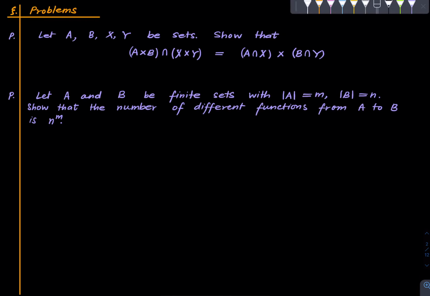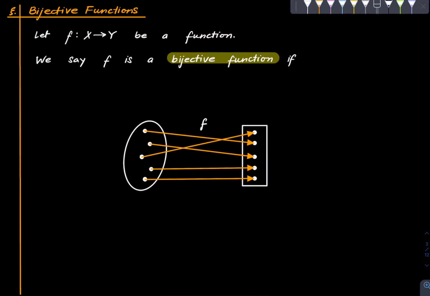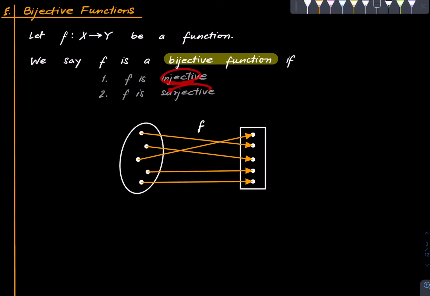Here are two problems for practice. And now let us get started with the material of this lecture. So suppose we have a function f from a set X to the set Y. Then we say that f is a bijective function if it is both injective and surjective. Right? That's the definition of a bijective map. It's both injective and surjective.